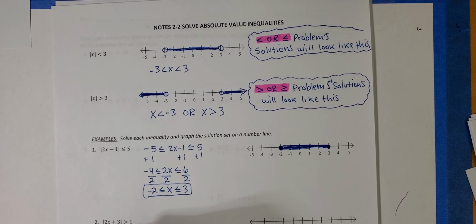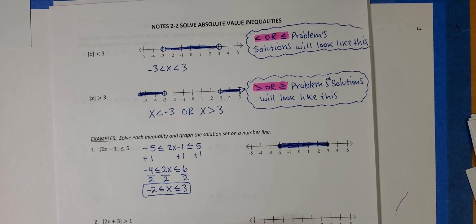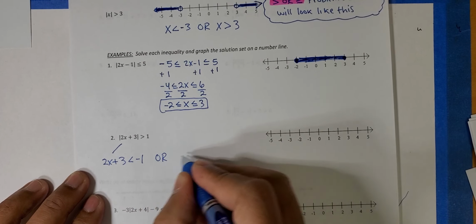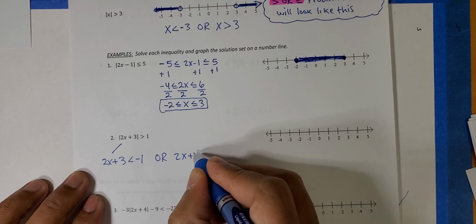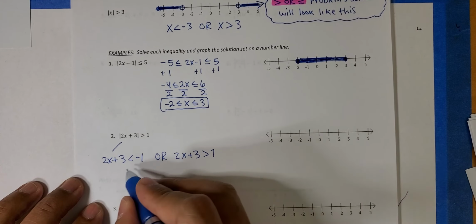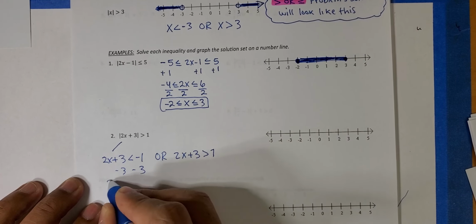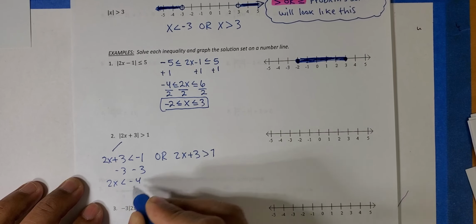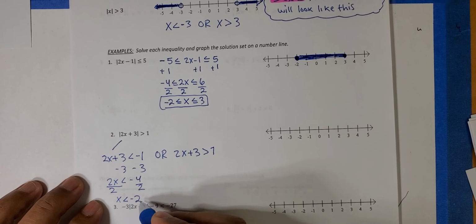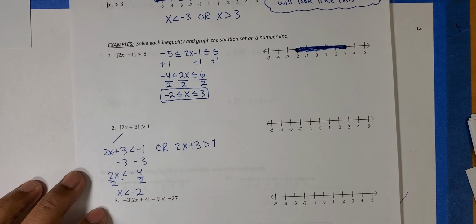So once we know this is isolated, I'm going to break it into 2 inequalities. So one is 2x plus 3, but I'm going to switch the symbol to less than, and that 1 becomes a -1. Okay? Or the other inequality is 2x plus 3 greater than +1, and then solve. So subtract 3, and then 2x is less than -4, and then divide by 2. So x is less than -2. So that's going to be the left side of the graph.